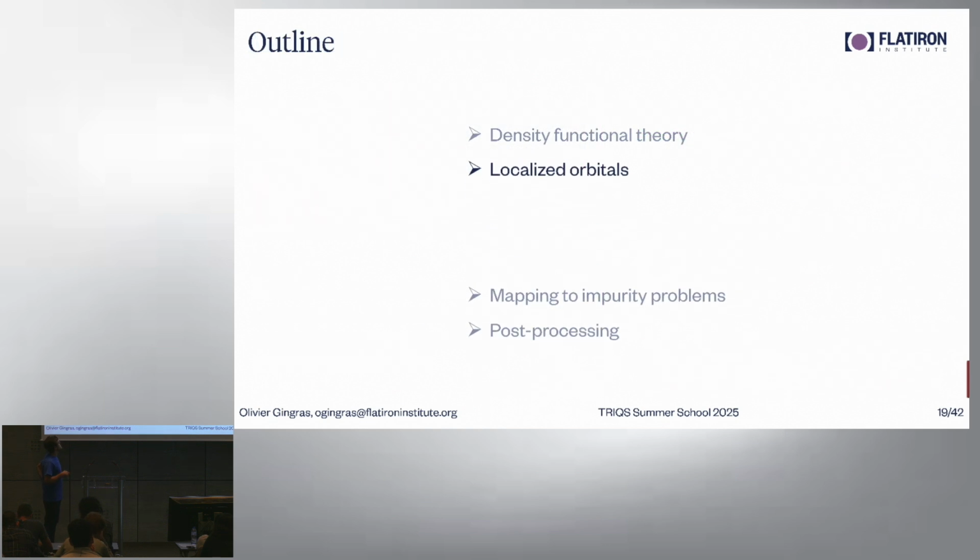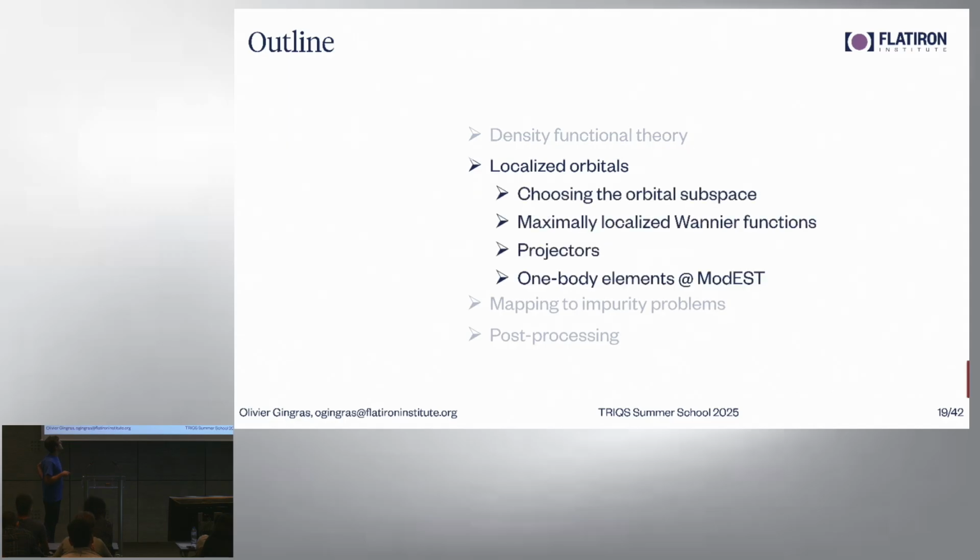So for localized orbitals, I'm going to be covering which orbitals to choose, which is an important question when you want to do these calculations. What are maximally localized Wannier functions and how to get them. I'll describe a little bit the projectors, and talk about the module and how it deals with these things.